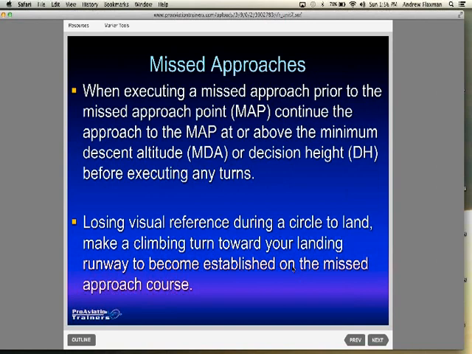So why are we going to go missed? Losing visual reference during a circle to land, making a climbing turn towards your landing runway to become established on the missed approach course. Okay.